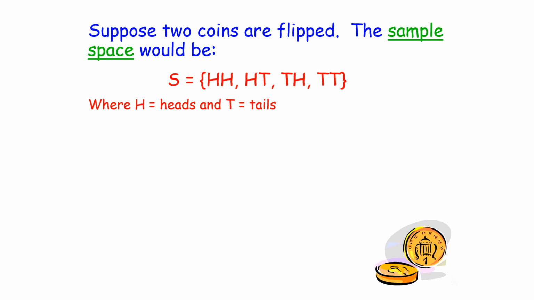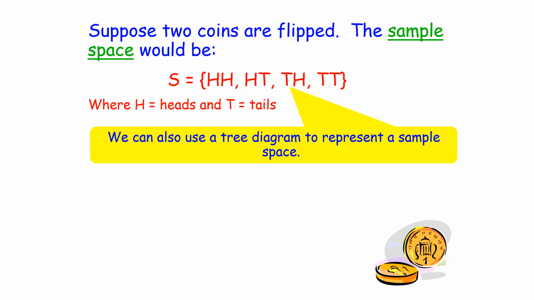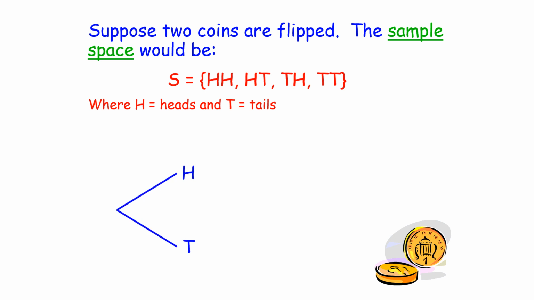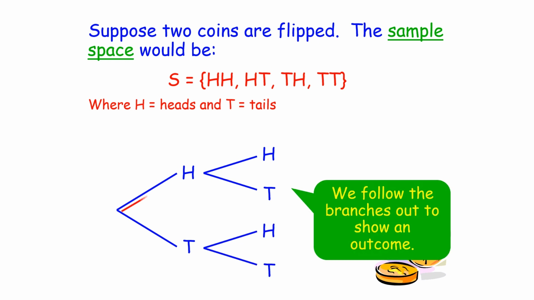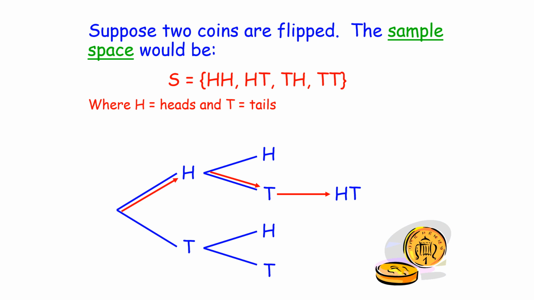Now, suppose two coins are flipped. The sample space would be heads, heads; heads, tails; tails, heads; and tails, tails, where H is heads and T is tails. We can also use a tree diagram to represent this sample space. So we flip a coin, we either get heads or tails. Then we flip again. If we had heads the first time, we can either get tails or heads the second time. If we have tails the first time, then we can either get heads or tails the second time. We follow the branches out to show that possible outcome.